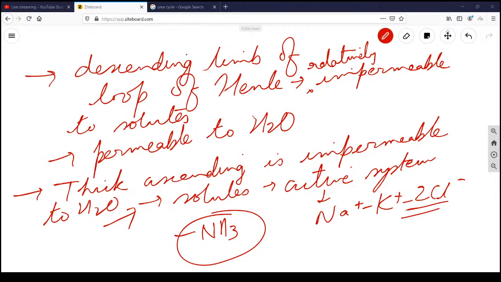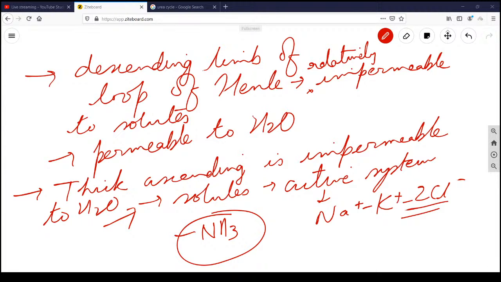Now the basic functional unit of human kidney is the nephron. We have talked about the nephrons. Each kidney has 1.25 million nephrons, and each nephron is made up of renal corpuscle and renal tubule both.